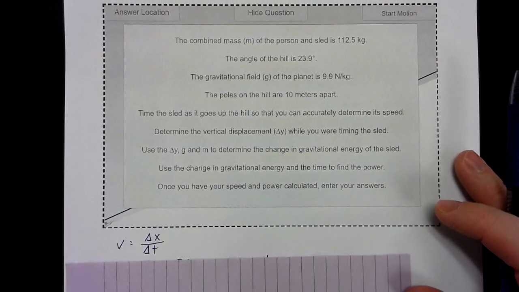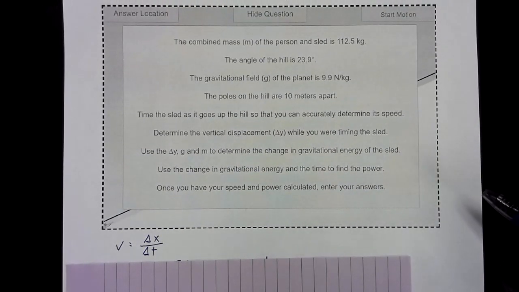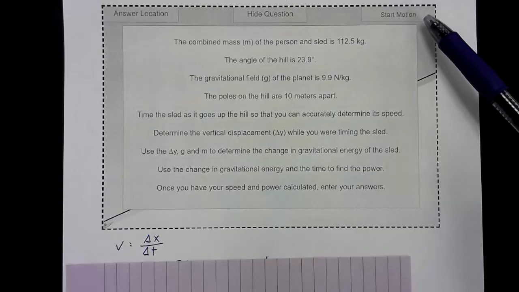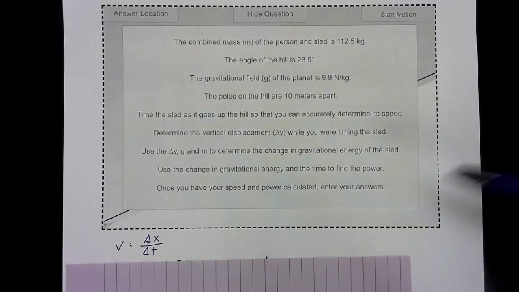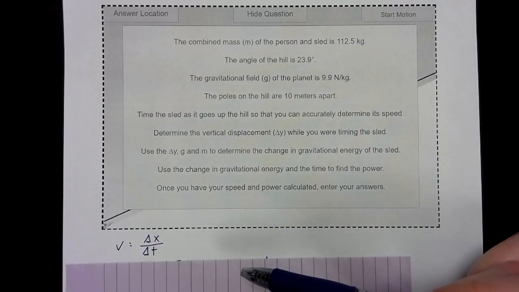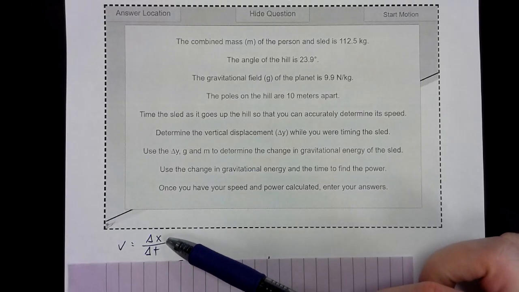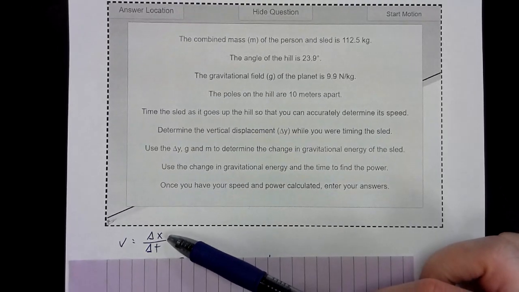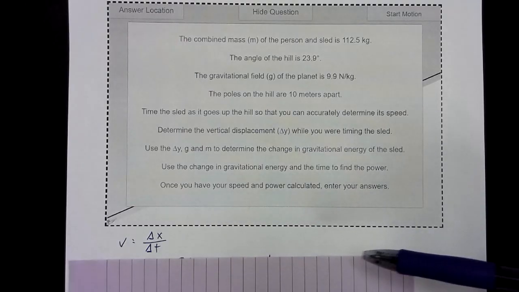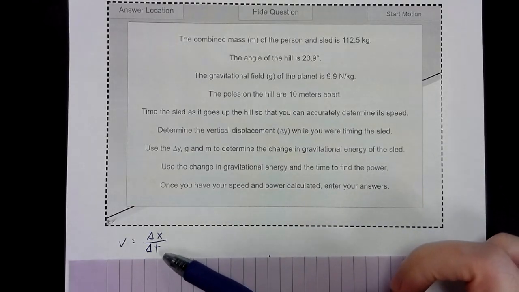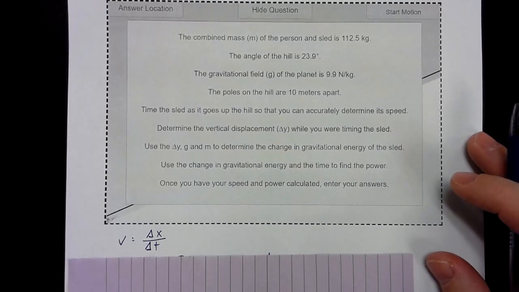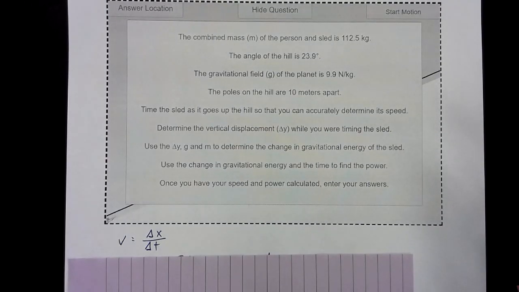So what we're going to do is first go ahead and time him. What you do is click start motion, and then he's pulled up the hill by this cable. Then if you count the poles, you can let him go, and then based on the number of poles that he passes, put that in as the distance, delta x. And then whatever the time is, we can put here. So the velocity will be the change in position divided by the change in time. So that will give you the velocity.